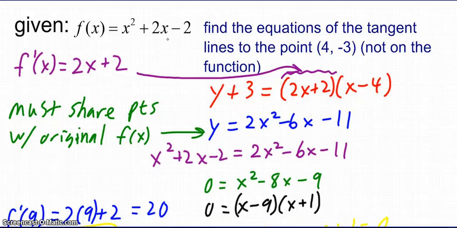So the other points, I don't know exactly what they are yet, but I know they have to exist, have to be on the function x squared plus 2x minus 2. So that's where this next step comes in. I set x squared plus 2x minus 2 equal to the equation of the tangent line, so that I can find the x values where those do actually equal. Because the x values where those are equal are going to be the x values of the points on the actual function.